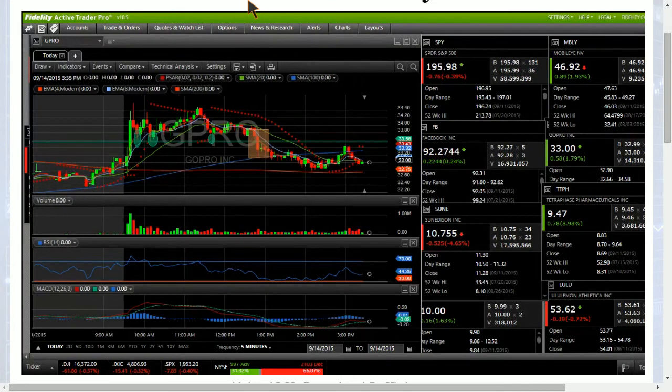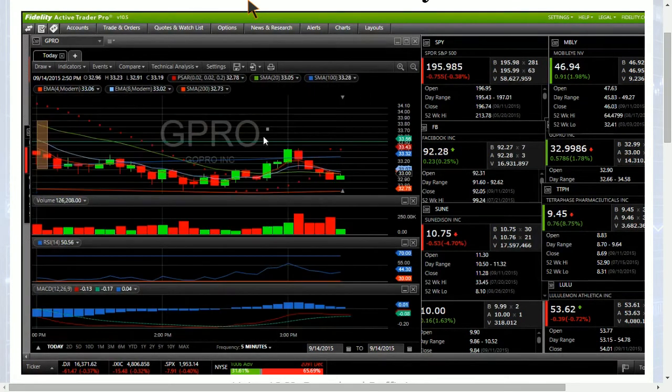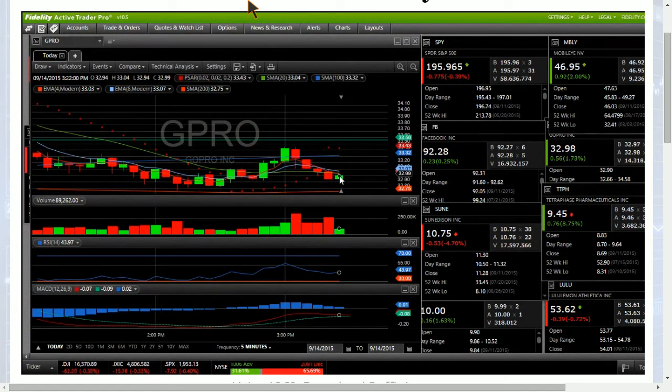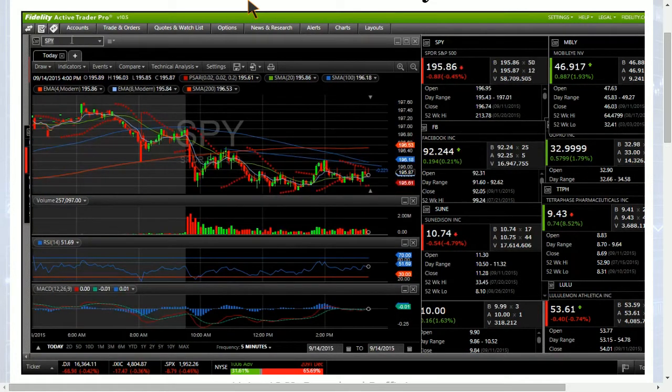Yep, 32.75, 200 period. It bounced off that about an hour ago, and we'll see how another test does. Currently fighting 20 period moving average resistance, 33.04. Another long upper wick on SPY.